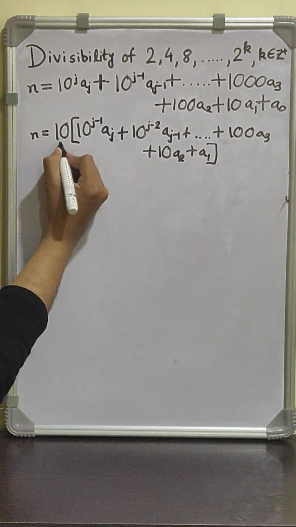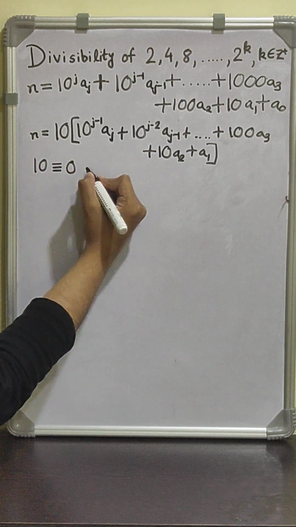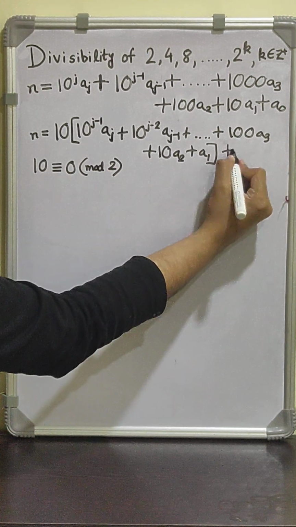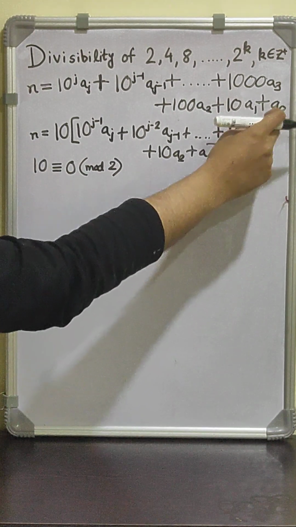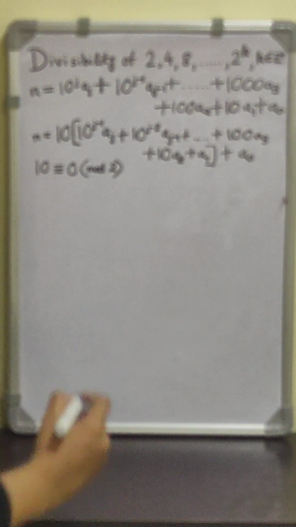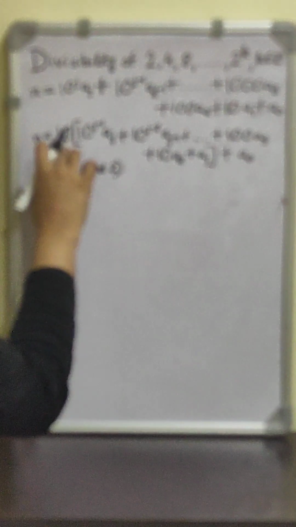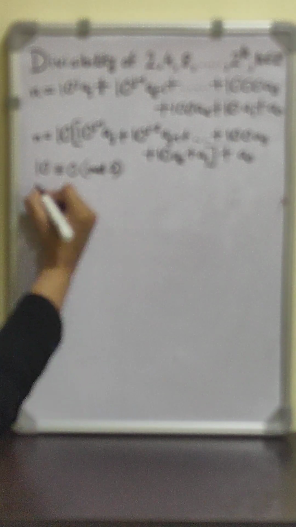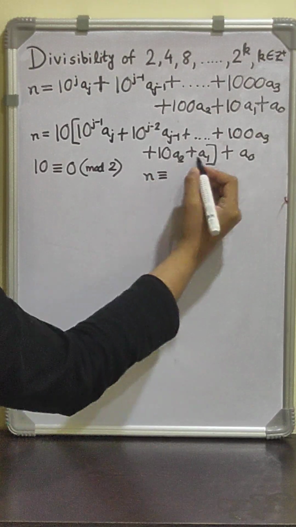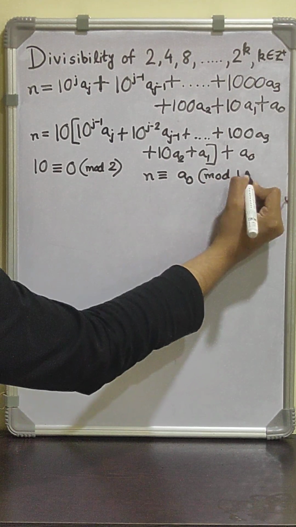All of them have a factor of 10. It's important to remember that 10 is exactly divisible by 2. But I will be left with a0 outside, the last digit that doesn't have a factor of 10. So effectively, I can say that since all of this part has a factor of 10, and 10 is divisible by 2, I can as well write it as n is congruent to a0 mod 10.